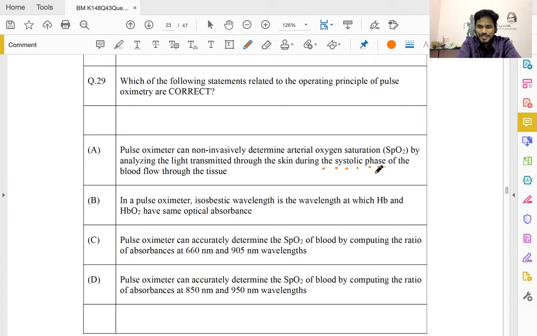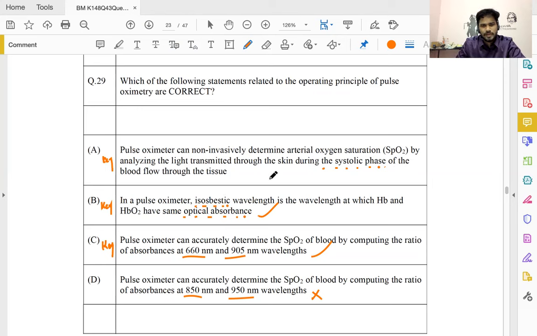Actually, I had an issue with the key. The key reads, I suppose, A, B, C, I suppose. This is obviously 660 to 905, 850 to 950, so this is incorrect. Fine. This is not correct. This is correct. And this is correct. Yeah, this is isobestic. Sounds like a new term, but of course, just look at it: the wavelength at which Hb and HbO2 have the same optical absorbance. Iso is same, so same optical absorbance; some Latin root makes it bestic. You could perhaps guess it. Okay, so this is correct.